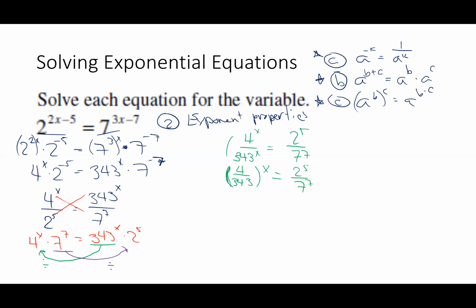So we've got 4 over 343 to the x equals 2 to the 5th over 7 to the 7th. From here, I'm actually just going to go ahead and rewrite this as a log. So I'm going to say log base 4 over 343 of 2 to the 5th over 7 to the 7th is equal to x. And believe it or not, I could quite literally just leave it like this. And this is truly an exact value.